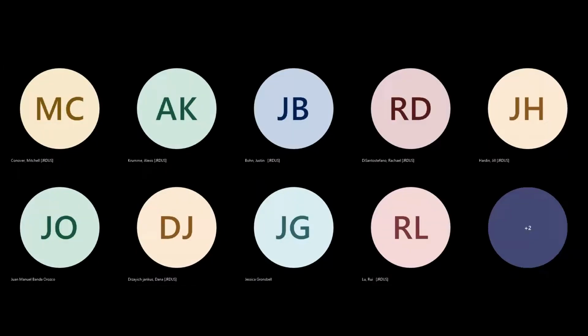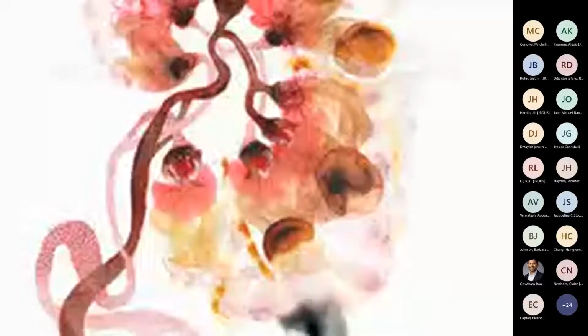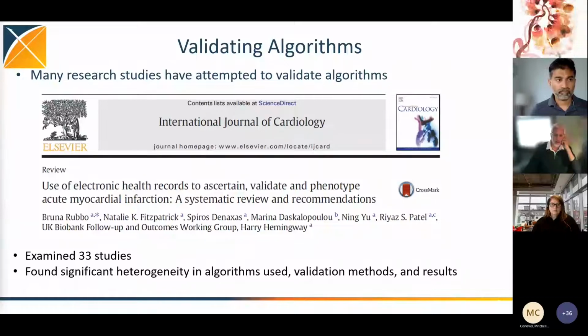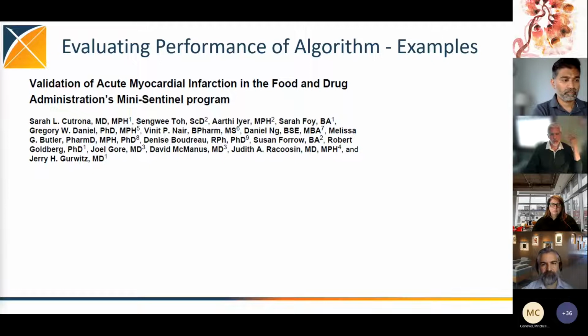There was significant heterogeneity in the algorithms used. People were using inconsistent algorithms. They were using inconsistent validation methods, and the results were very different between them. To give an example of that, we go back to the definition by Catrona et al.